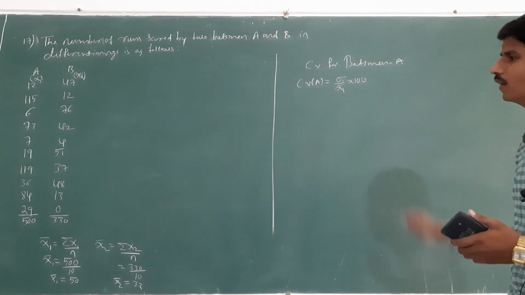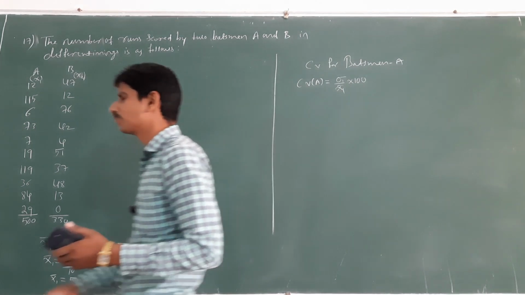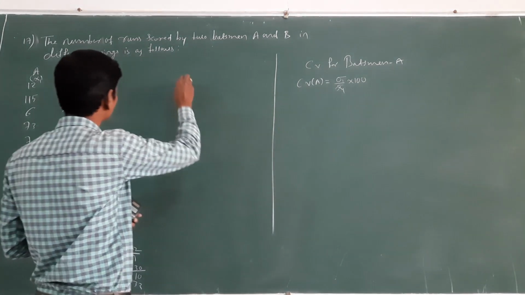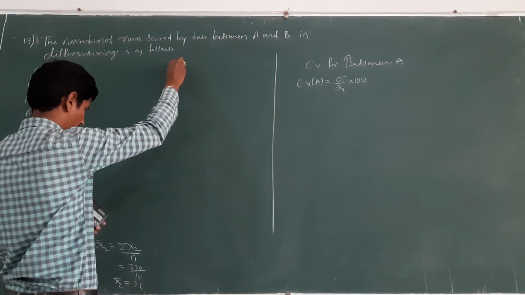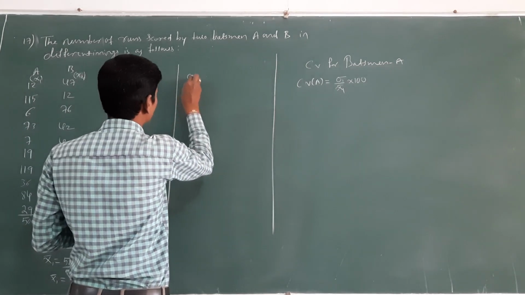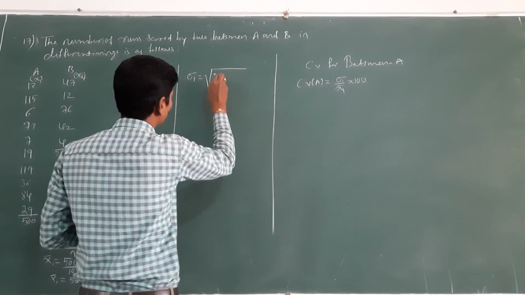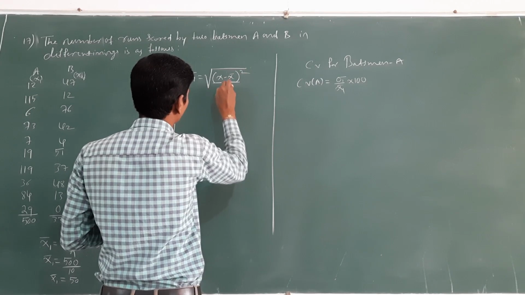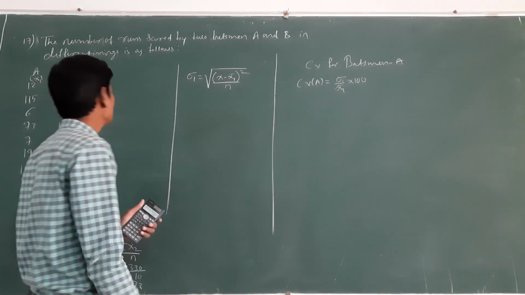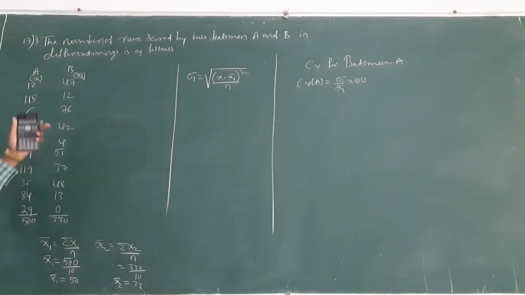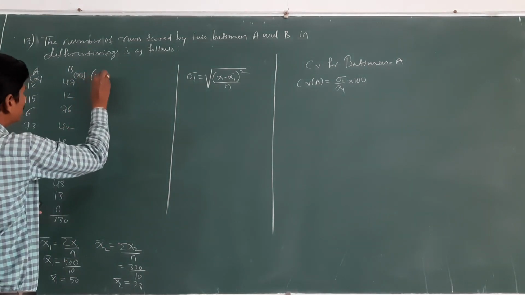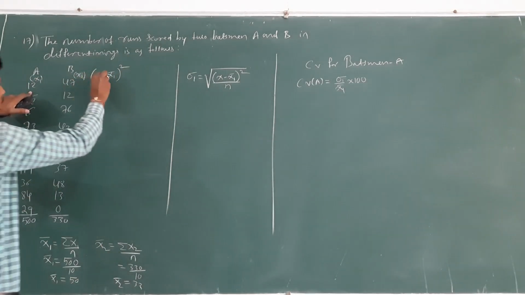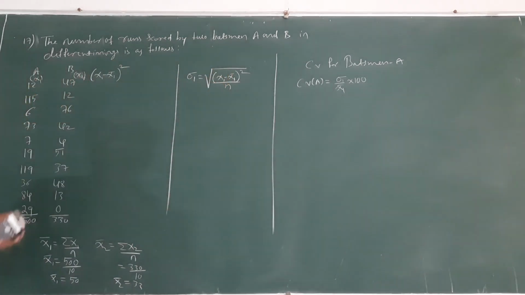See, for batsman A we want sigma 1. How to calculate sigma 1? Sigma 1 equals under root of sum of x minus x bar whole square by small n, that is x1 minus x1 bar whole square divided by small n. First we have to find x1 minus x1 bar whole square.